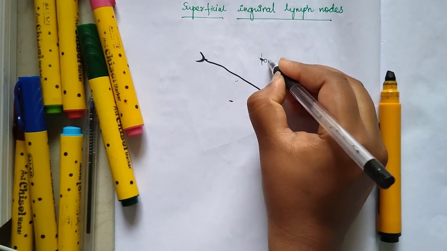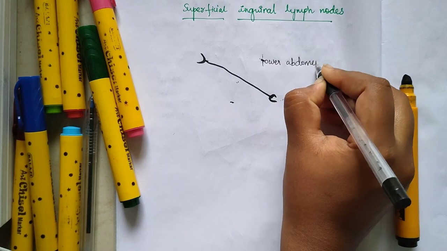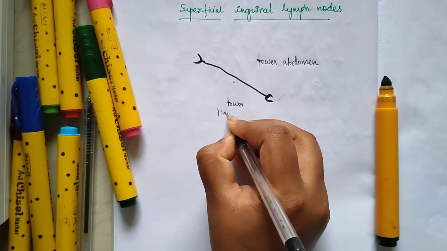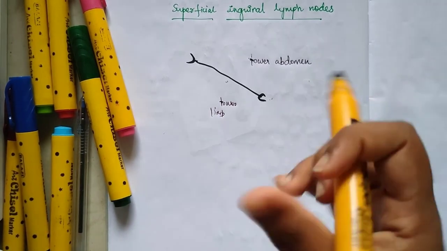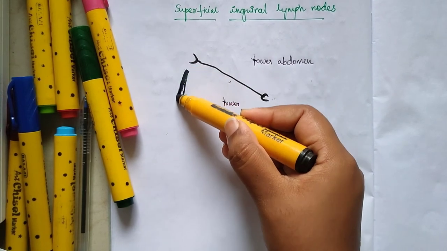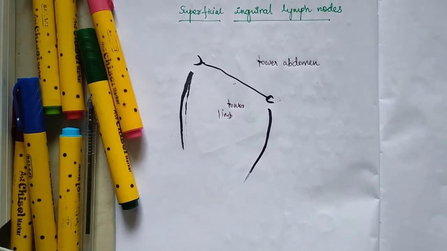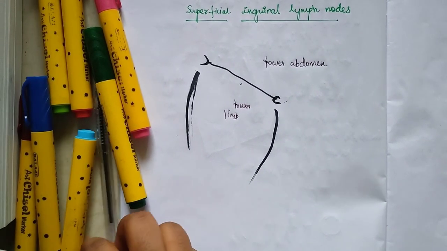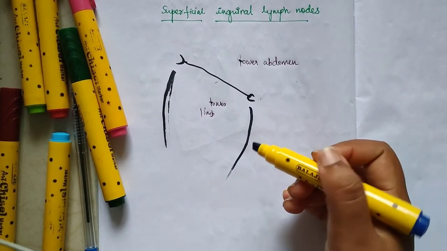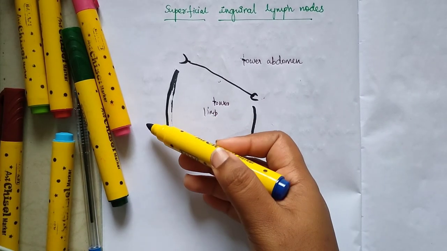This area is the lower abdomen and this is the lower limb. And this area is the thigh region. And we already know that this is the medial side and this is the lateral side.